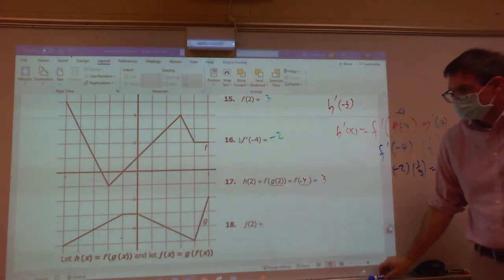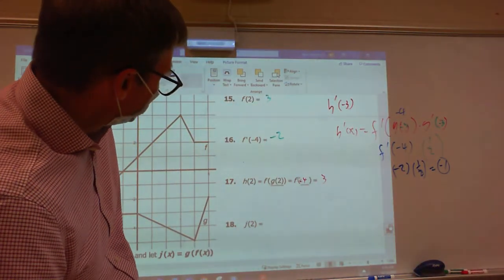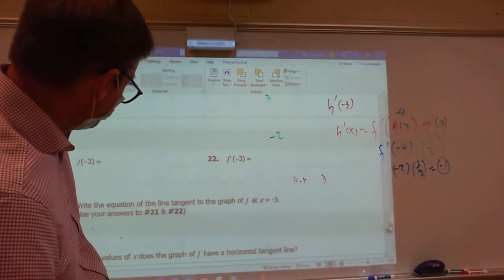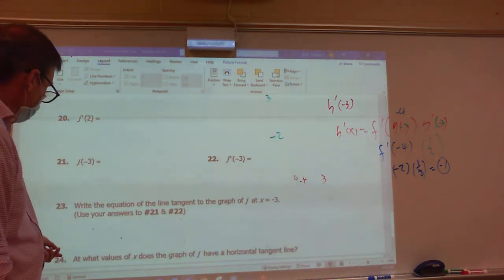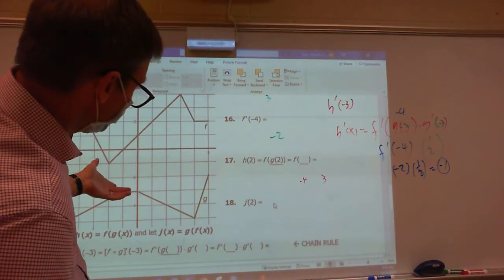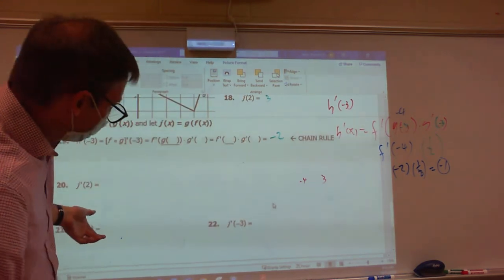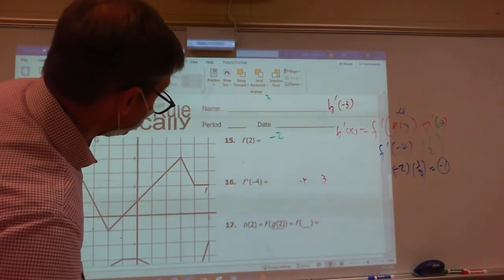And the whole purpose of this page, front and back, is like you're finding an equation of a tangent line, it's the same thing. Skip 24, this was ugly. I have the answer key with how to actually solve it, but don't worry about that one. That one's actually very ugly. The rest of this isn't so bad.